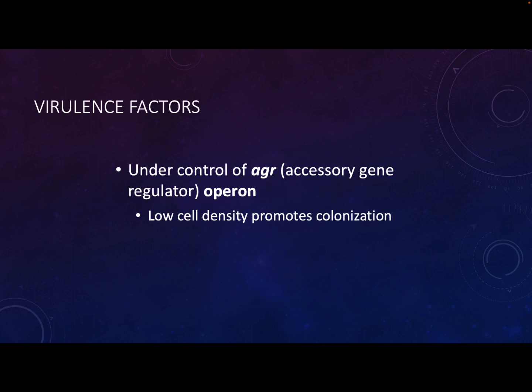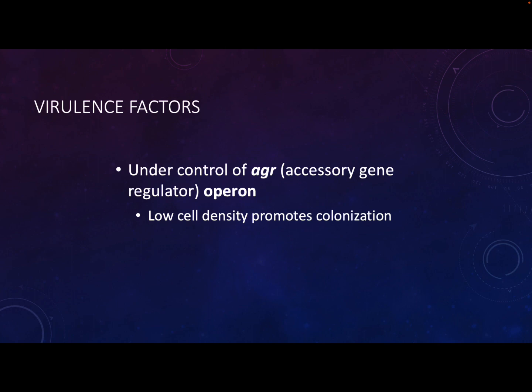So Staph species at low cell density tend to not try to cause disease. They don't want you to know they're there. They want to be able to be in the body, to grow, right? They want to replicate and get to good numbers before they tell you they're around. They want to amass an army before they fight. So a low cell density will promote colonization.